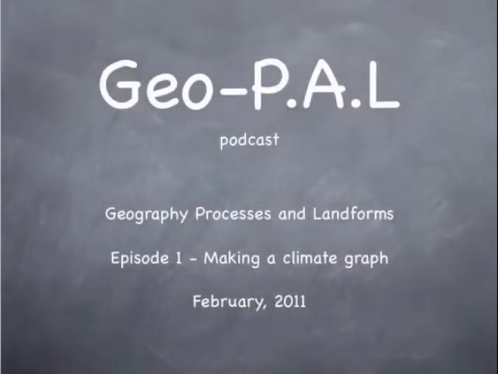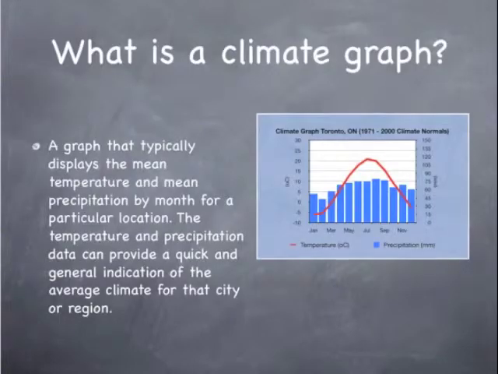In this episode of the podcast, we're going to be looking at making a climate graph. A climate graph typically displays the mean temperature and mean precipitation by month for a particular location. By examining the temperature and the precipitation data, it can provide a quick and genuine indication of the average climate for that city or region.